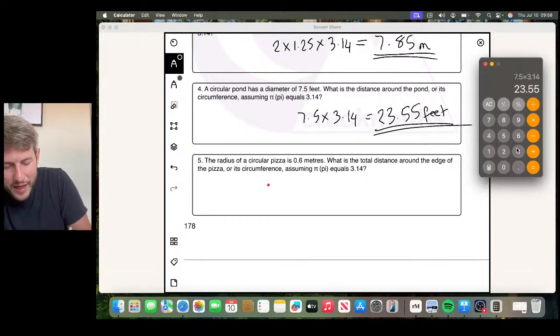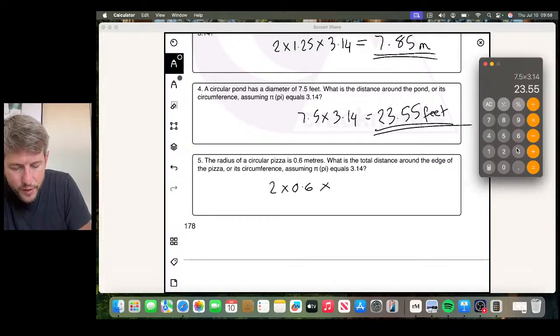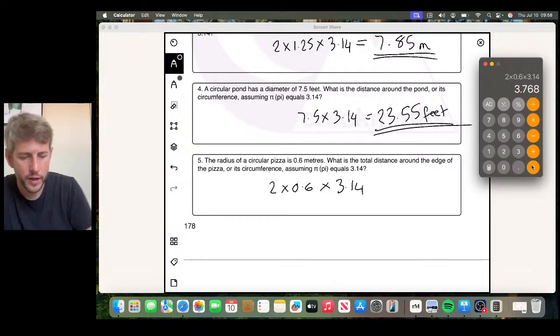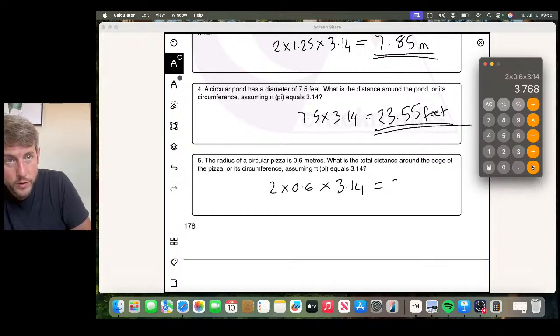I'm going to say that the radius is that, so we've got 2 times the radius, which is 0.6, multiplied by 3.14. Okay, so let's get this done. So 2 times 0.6 times 3.14. Okay, and that equals 3.79 feet.